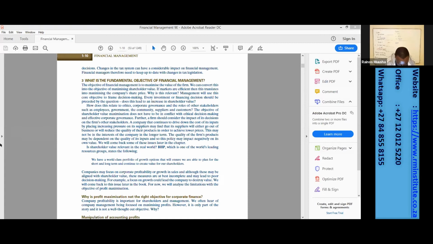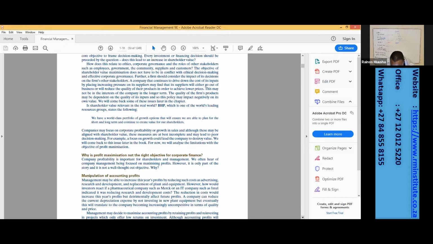So if you check on that section, on the last paragraph, they say companies may focus on corporate profitability or growth in sales, and although these may be aligned with shareholder value, these measures are at best incomplete and may lead to poor decision making. For example, a focus on growth could lead a company to destroy value. So we will come back to this issue later in the book. For now, we will analyze the limitations of the objective of profit maximization. And here they say, why is profit maximization not the right objective for corporate finance?